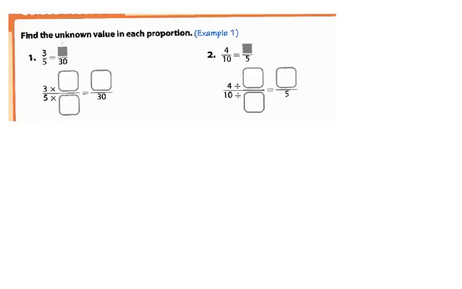Okay, so they want you to find the unknown in each situation here. They're saying 3 over 5 is equal to what over 30? I think you're able to do that on your own. You know that you need to multiply by something over itself. So how do you get from 5 to 30? Same with number 2. You have 4 over 10 equals something over 5. How do I get from 10 to 5? They're showing you here that you're going to have to divide by something. So what would you divide 10 by to get 5? I think you can do that on your own.